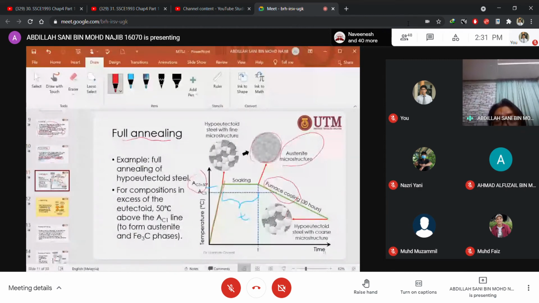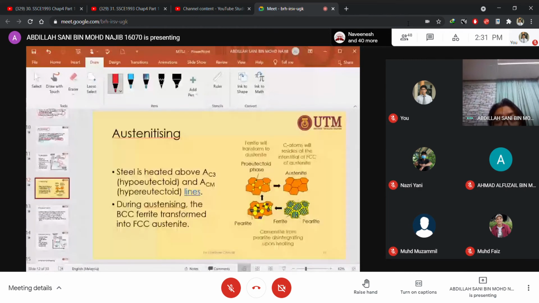So this is austenizing. As far as microstructure is concerned, at first we have this perlite, and for the composition which has more iron inside, we have the pro-eutectoid ferrite. All of these at high temperature will change back into austenite. So this is what we call austenizing.